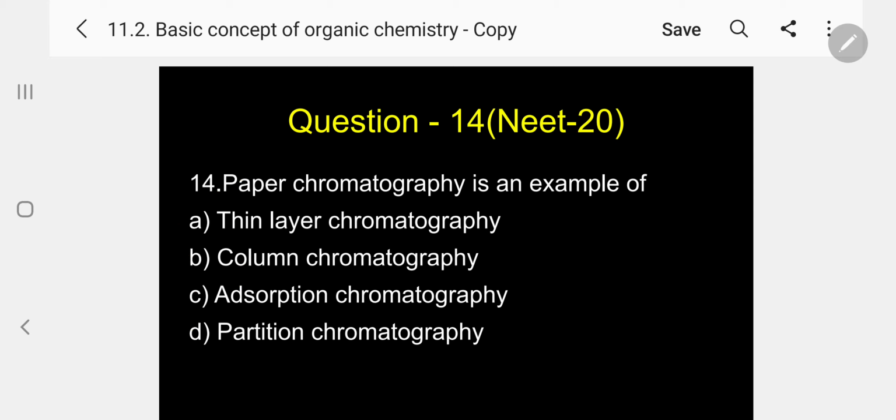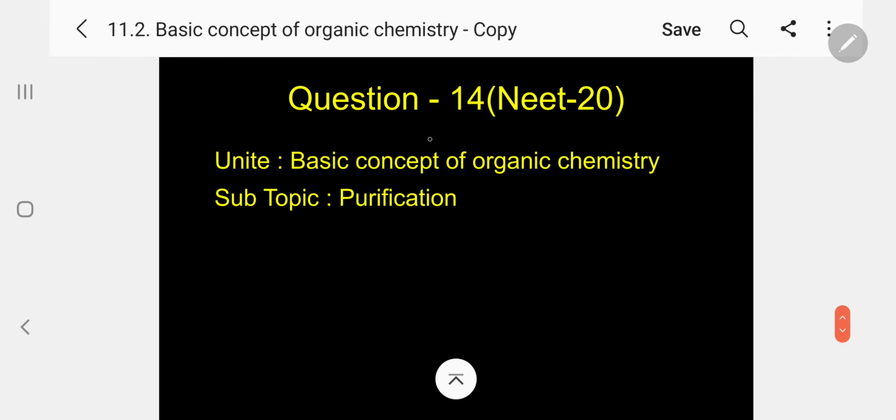As usual, I will mention the topic. It comes under the basic concept of organic chemistry, subtopic purification, and under purification, specifically chromatography techniques. Let me explain the basic idea. When we come to purification, why do we have to purify organic compounds? Only then can we study the individual elements present, their percentage, the empirical formula, molecular formula, classification, preparation and properties. That's why we need purification.